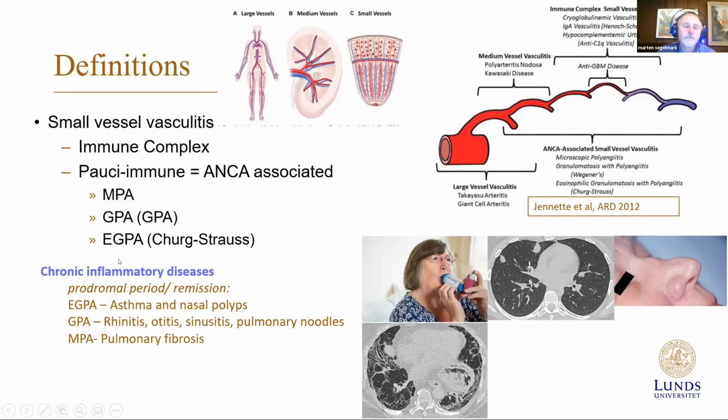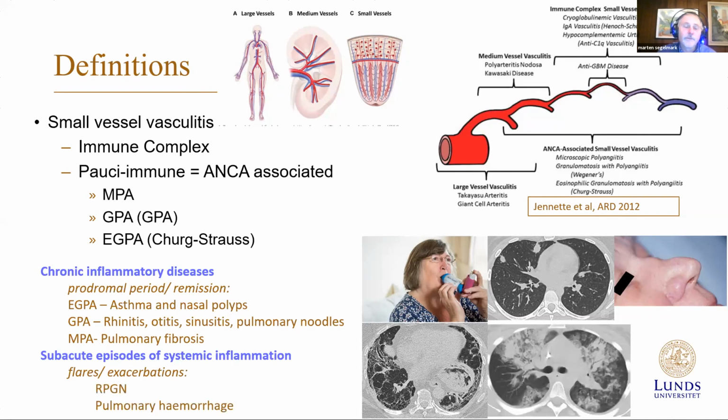What is typical for these diseases is that there are long periods of inflammatory disease that could sometimes be below the clinical radar. There are subacute episodes with systemic inflammation that we call flares and exacerbations. And then it is very common with rapidly progressive glomerulonephritis, and that's why I have an interest in this, because this is the most common reason for rapidly progressive glomerulonephritis that can destroy the kidneys in a couple of months. They can also affect the small capillaries in the lungs, leading to pulmonary hemorrhage.